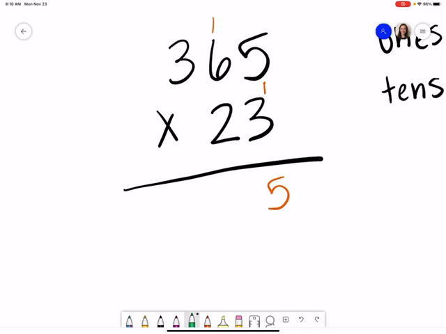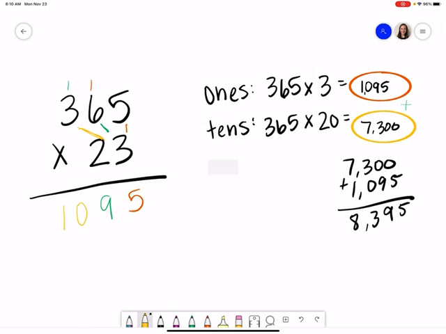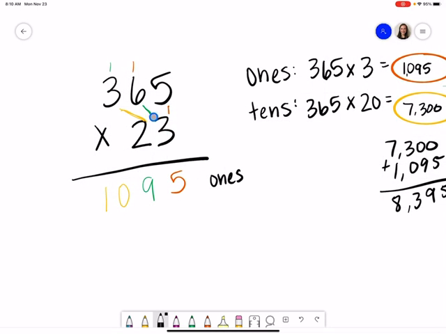Okay, now we're going to do tens times ones. 6 times 3 is 18, plus the 1 on top is 19. Okay, and then hundreds times ones. 3 times 3 is 9, plus the 1 is 10. Look familiar? Right here, 1,095, 1,095. These are our ones because we multiplied by our ones place each time. Okay, so we've got 1,095 ones.